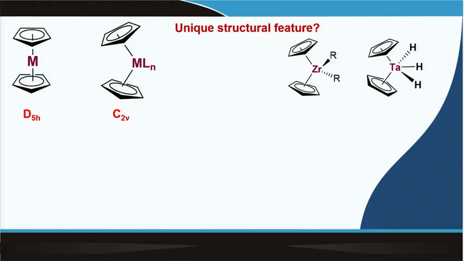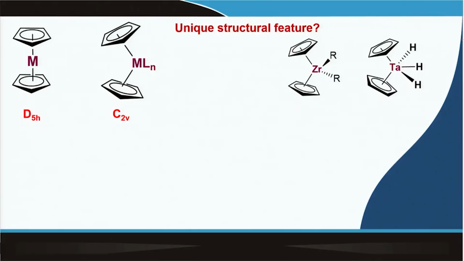As I told, understanding of orbitals in bent metallocenes is very important to understand the mechanism and the reactivities associated with bent metallocene, because the catalysts are actually the bent metallocene. So, this is very important to understand. Okay, so let us try to understand this.